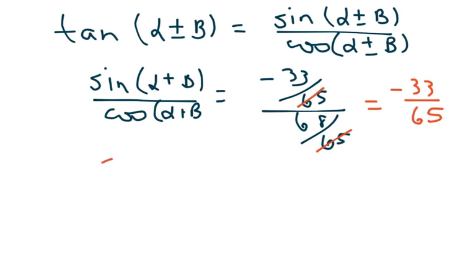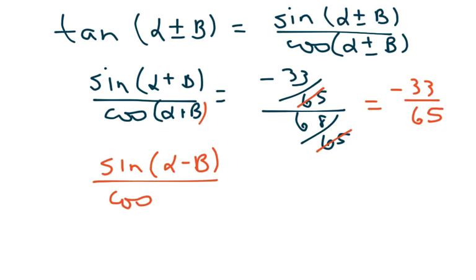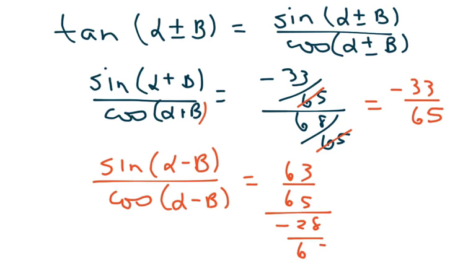And our sine of alpha minus beta over cosine of alpha minus beta. I'm just looking at the previous pages, and I know that's going to be 63 over 65 divided by negative 28 over 65. These two cancel, so you get negative 63 over 28.